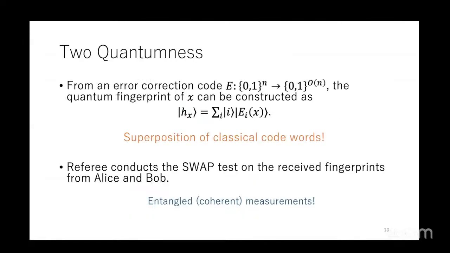So as I recall, Harumichi discussed yesterday the construction of fingerprinting: a superposition of some error correction code, a linear error correction code, of their inputs. And the referee does the swap test between two messages from Alice and Bob. So in the quantum fingerprinting protocol, we exploit two types of quantumness. First is superposition, and the other is entangled measurement.